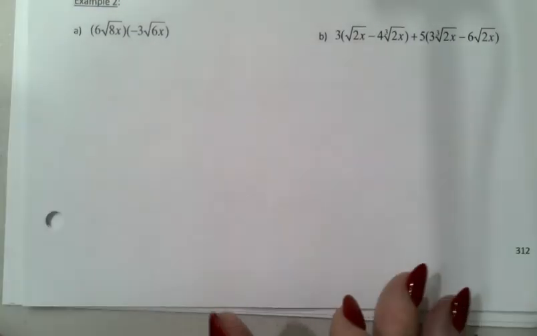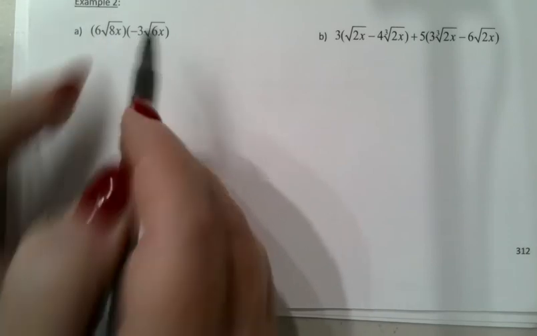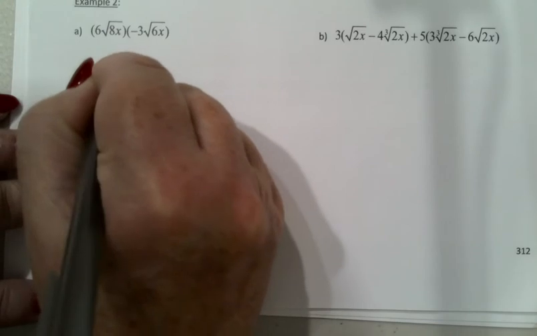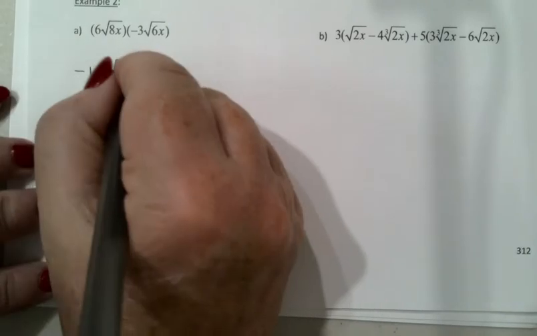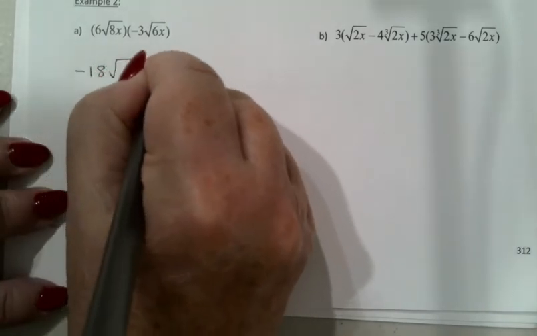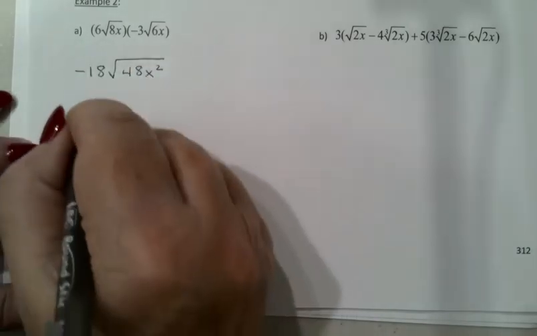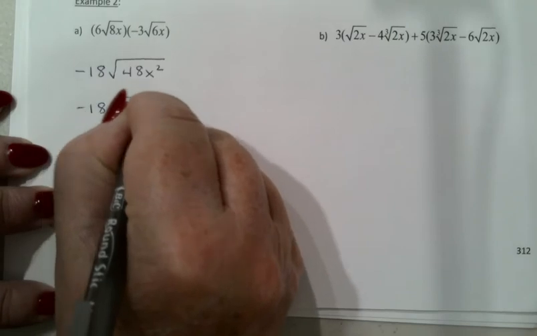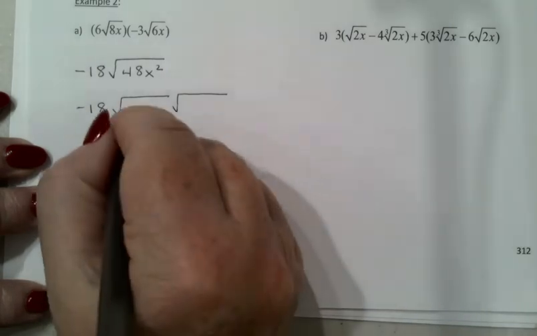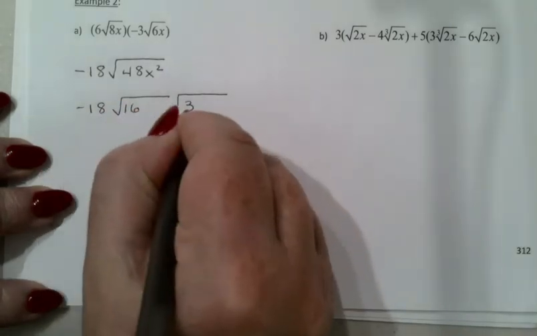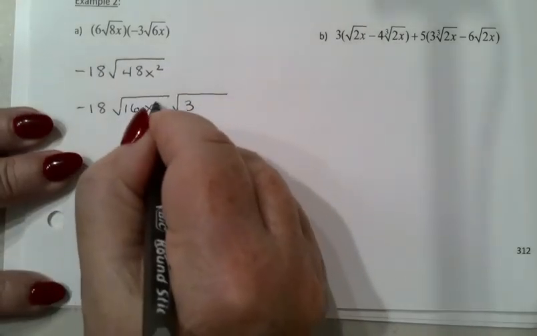In example 2a, I am multiplying these together. So I just multiply the outsides, negative 18. And then under the square root, I multiply these guys, 48x squared. To finish this, I'm going to try to simplify my radical. So let's see if I can break it down. 48, I could break down as 16 times 3. Right? 16 is a nice perfect square. And the x squared is already going to be fine, so I'll leave it here.